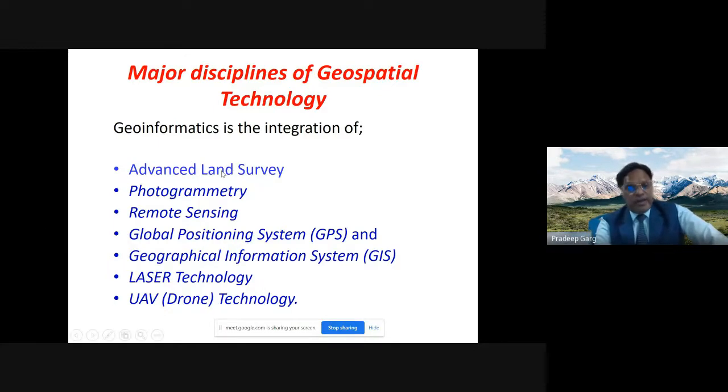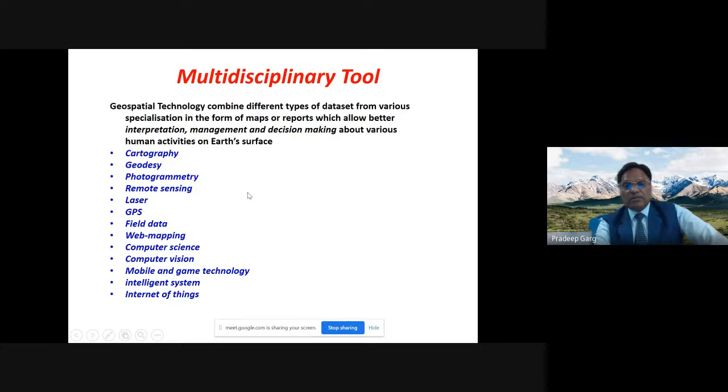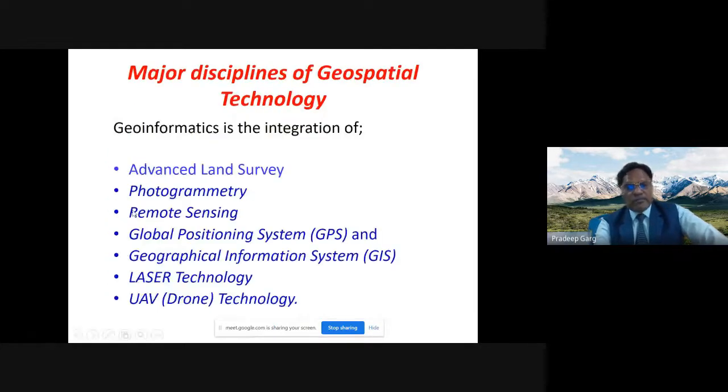So there are various techniques, supporting techniques, to prepare those updated and current maps. The second one is photogrammetry, where we are using aircraft, and the aerial photographs are used to collect the data of the ground and prepare those up-to-date maps. The third is remote sensing, where we have satellite images.